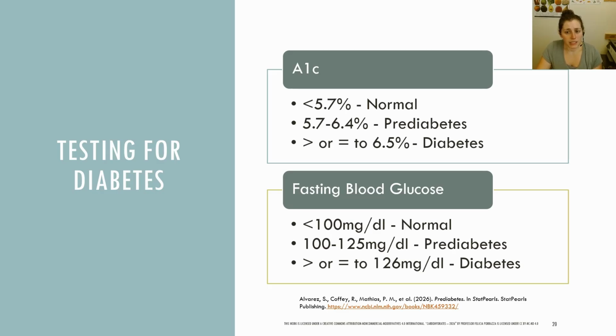Other tests that may be done include fasting blood glucose. Less than 100 milligrams per deciliter is normal. 100 to 125 milligrams per deciliter indicates prediabetes, and greater than or equal to 126 milligrams per deciliter indicates diabetes. Prediabetes is a condition in which the blood sugar levels are higher than normal, but a formal diagnosis of diabetes is not given because levels are not high enough.